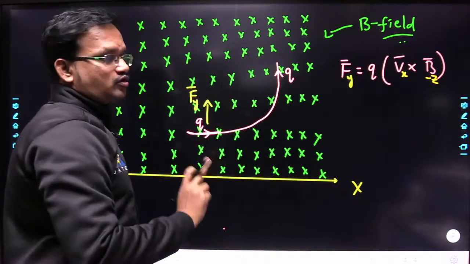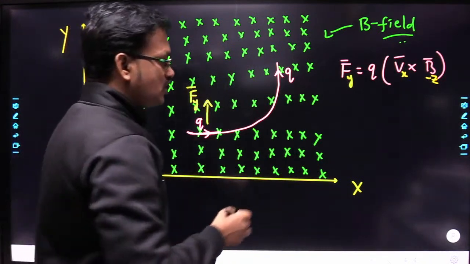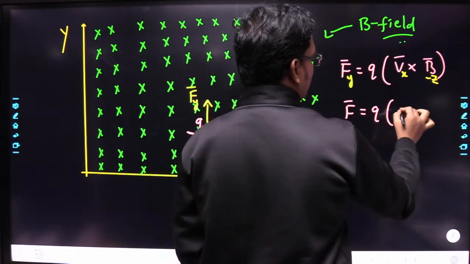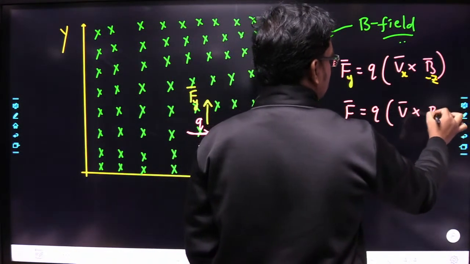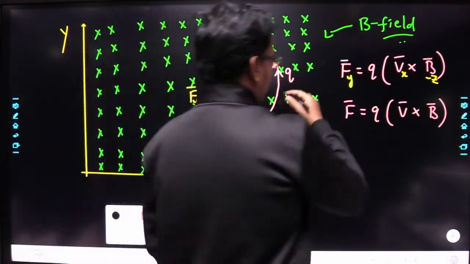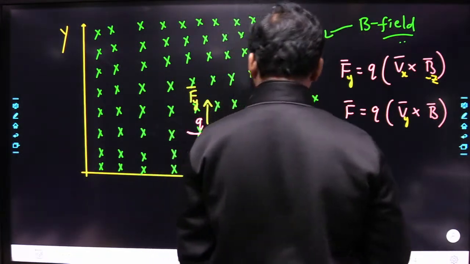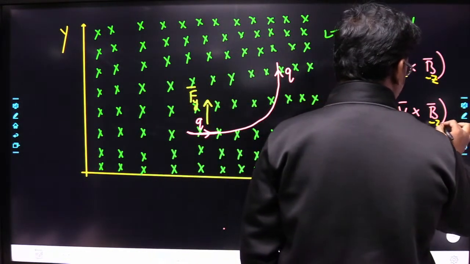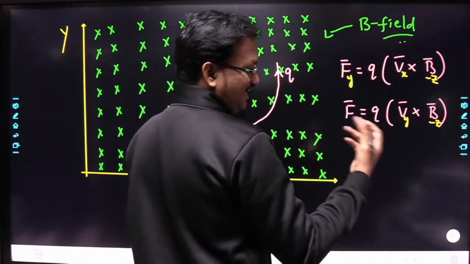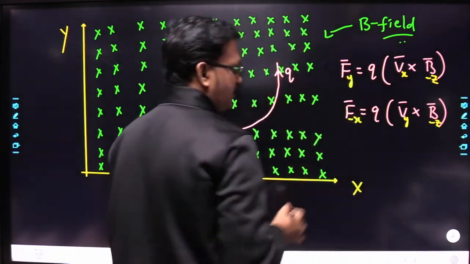Y direction. So whenever the charge is moving along the y direction, in which direction is it going to experience the force? So write down the force equation: F bar is equal to Q into V bar cross B bar. Okay. So now here the velocity is in which direction? Y direction, and the B field is pointing in which direction? Negative z direction. So what are you going to get? Y cross z is x. Here you have a minus, so it is going to experience the force in the negative x direction.